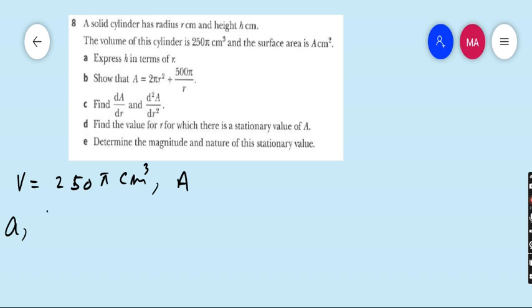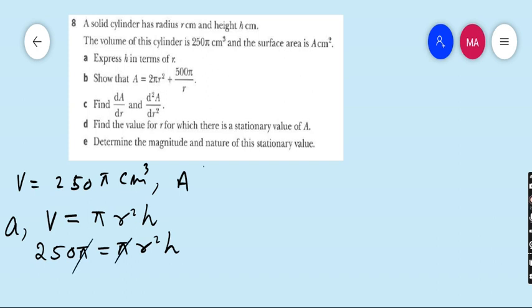Very easy. The formula of the volume of a cylinder is pi r square h. The volume is given: 250 pi is equal to pi r square h. Pi cancels by pi. Therefore h is equal to 250 upon r square. This is the final answer of part A.